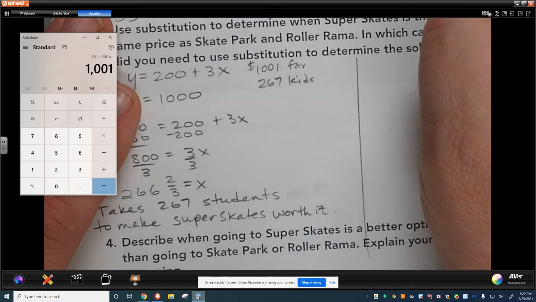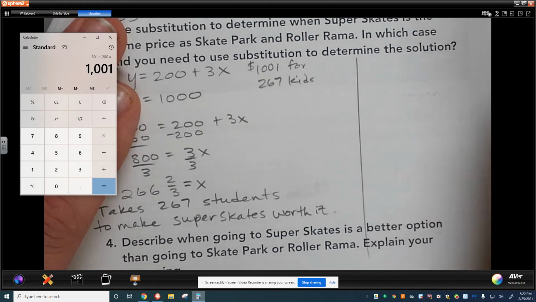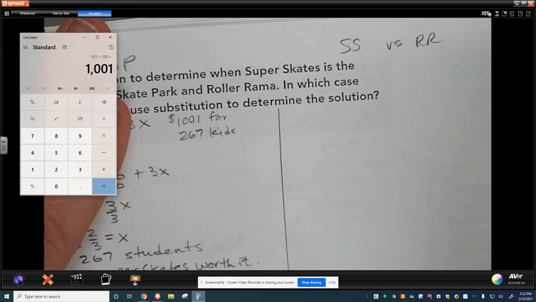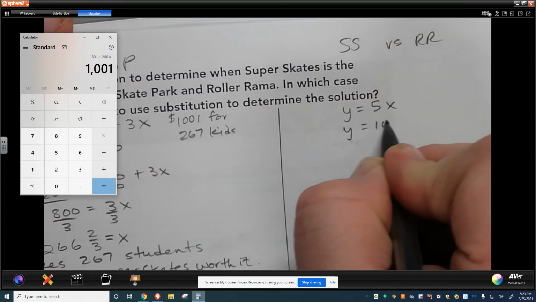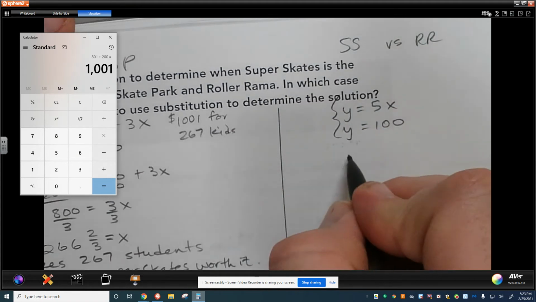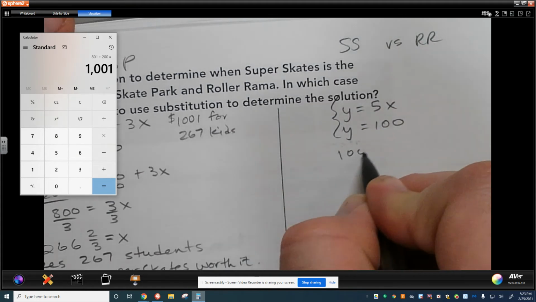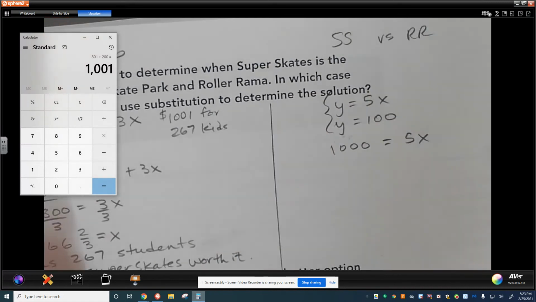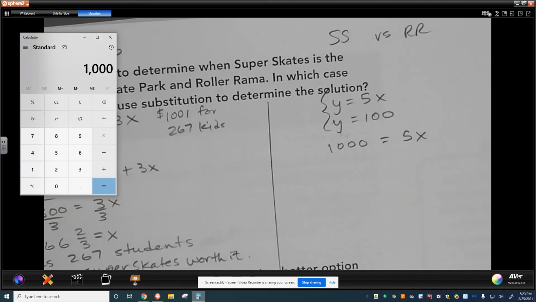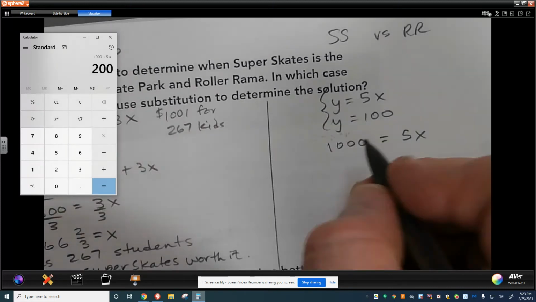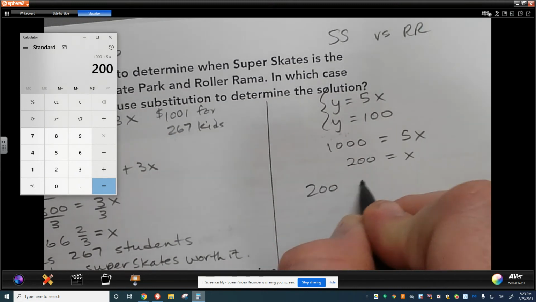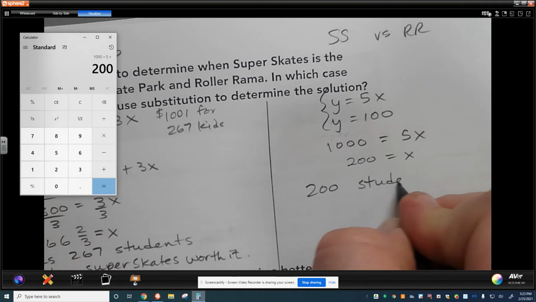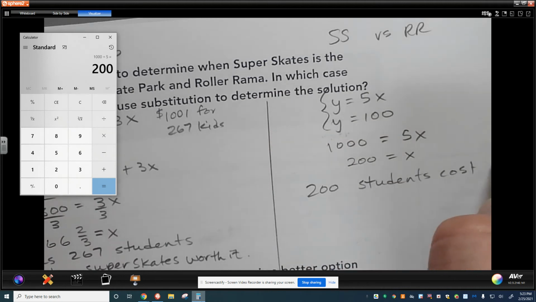This one should go quicker. Super Skates versus Roll-A-Rama. And we see with these ones now, we have y is equal to 5 times x, and y is equal to 1,000. This one's pretty simple because now we can just simply say 1,000 is equal to 5 times x. So how many skaters would it take to cost $1,000? That should be 200 skaters. So 200 students cost $1,000.